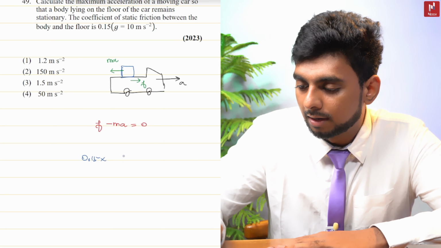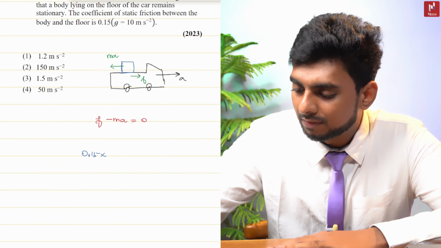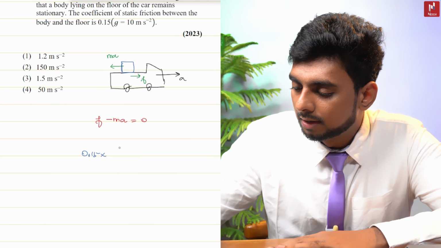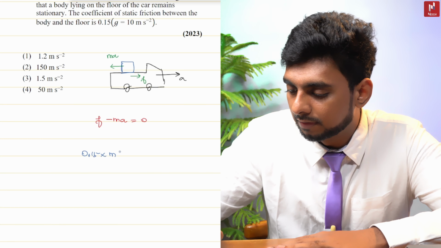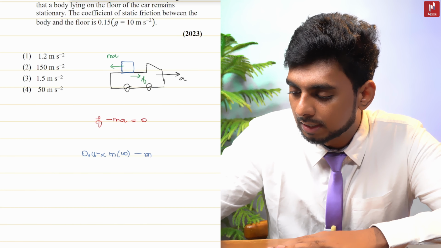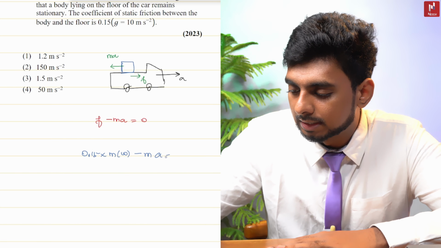0.15 into N, which will give the mass. They haven't given anything related to mass. It's going to get cancelled out because of the 0 on the right hand side. So m, and then g will be 10. They have given us 10. That's what I need to take over here. Minus mass times the acceleration. Acceleration is something that I need to get.